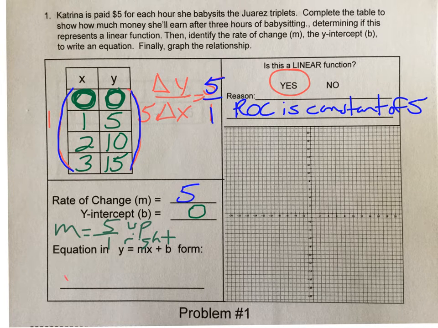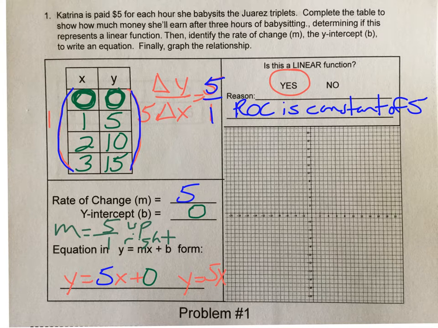So if we write it, again, your y and your equal sign stay. Your m is the 5. Your x stays and your plus sign stays, and your b is 0. So the true answer is just a plain old y equals 5x. You don't have to put the plus 0.